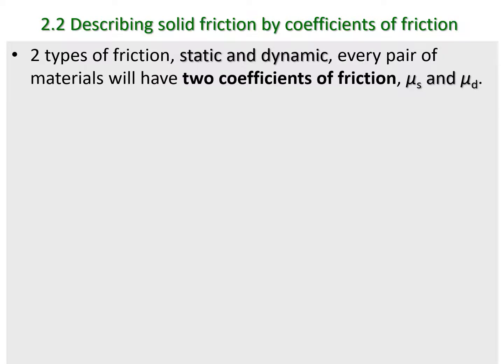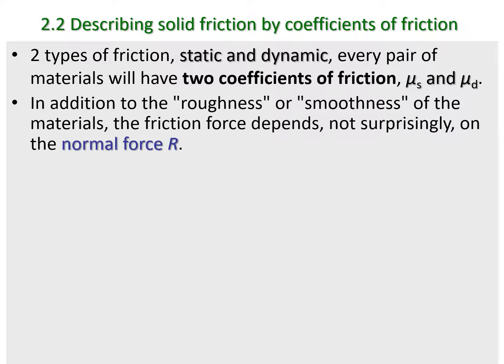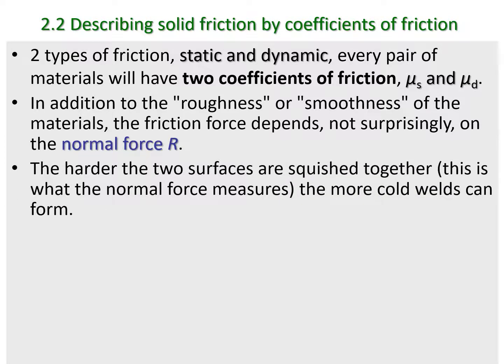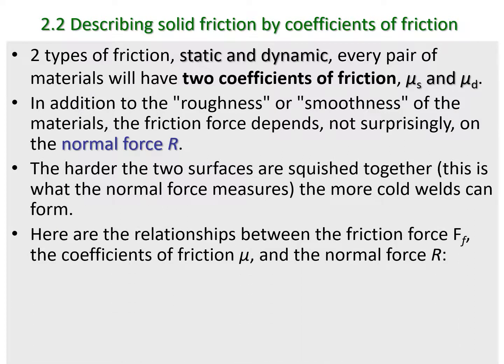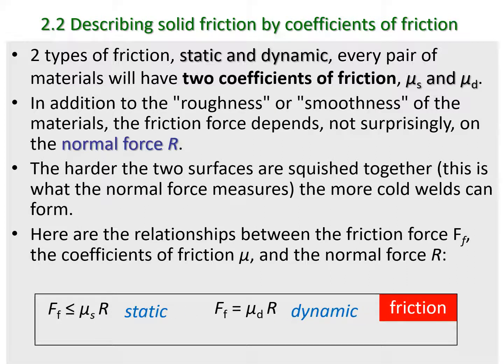Every pair of materials, let's say a piece of cardboard sliding across steel, will have two coefficients of friction, mu sub s and mu sub d: the static coefficient of friction and the dynamic coefficient of friction. Again, these are unitless numbers. In addition to the roughness or smoothness of the materials, the friction force depends, not surprisingly, also on the normal force, how much force is being exerted by the surface onto the object. The harder the two surfaces are squished together, which is what the normal force measures, the more cold welds can form. We'll talk about cold welding in class. Here are the relationships between the force of friction F sub f, the coefficients of friction mu, and the normal force, again provided in the data booklet.